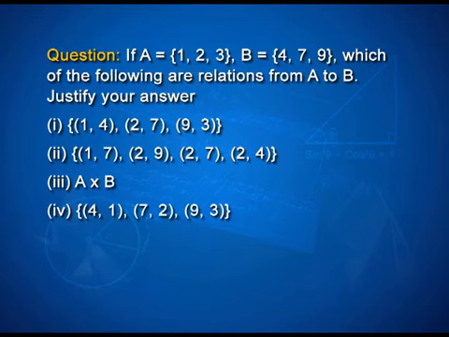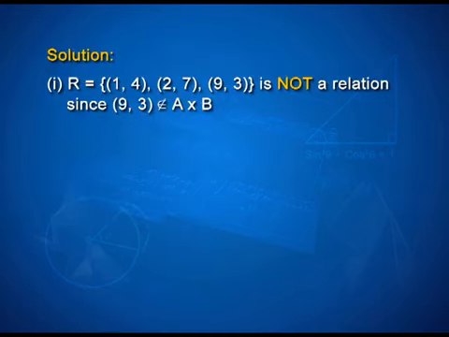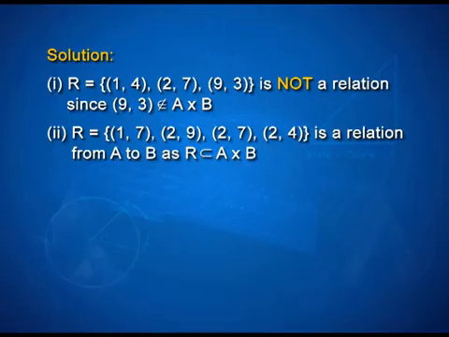of A cross B. At the same time, each element of this relation must be an element of A cross B as well. So, if you see closely, (9, 3) does not belong to A cross B, because 9 comes from set B. So, (9, 3) actually belongs to B cross A, and therefore, R in our first part is not a relation.